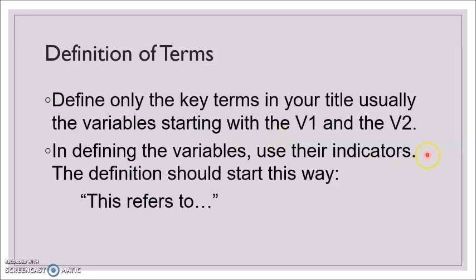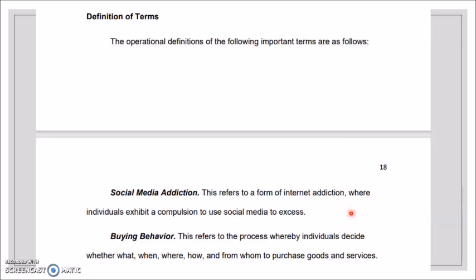So, in defining the variables, use the indicators, and then the definition should start this way. This refers to blah, blah, blah. Let's have an example. So, this is the title of the part, definition of terms. And then, naka-indent yung intro statement. Naka-justify pa rin yan. Okay? So, this should be justified. Ayan. So, this is on social media addiction and buying behavior of senior high school students. Sumampong 2019. So, yung naka-define lang, yung first variable at saka yung second variable.